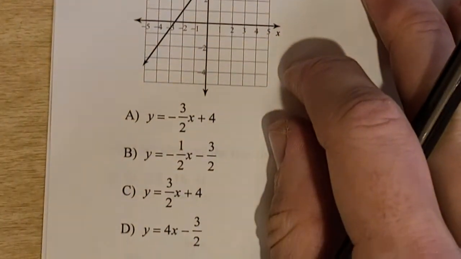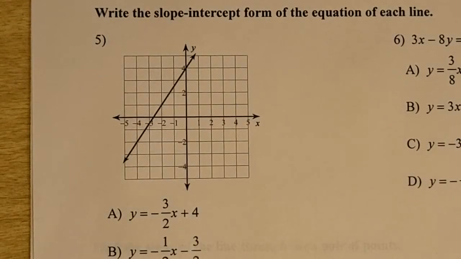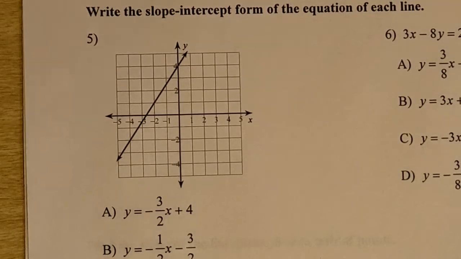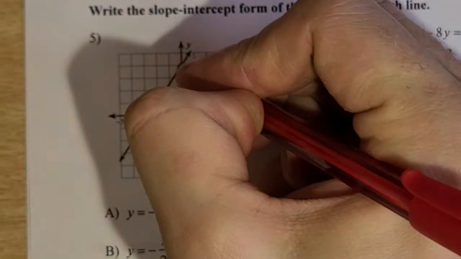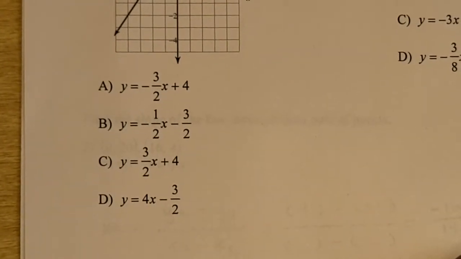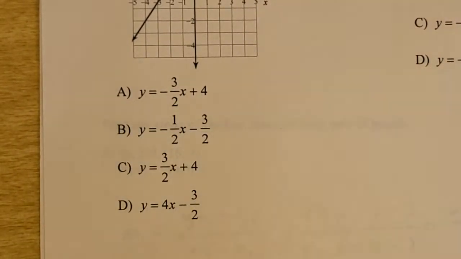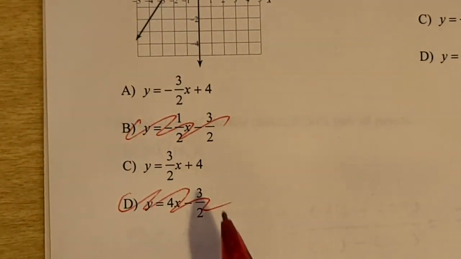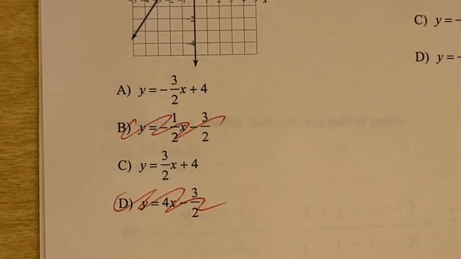Now 5, and this one actually has the choices on here, but write the slope intercept form. So for number 5, I needed 2 things. I needed the y-intercept, which in this case is 4. It's where it touches the y-axis. If I went down to my choices, and I think these were all the same choices I put in there, that would only leave me with 2 options, A or C. That already knocks off B and D because they don't have the correct y-intercepts. So A has a slope of negative 3/2, and C has a slope of positive 3/2.